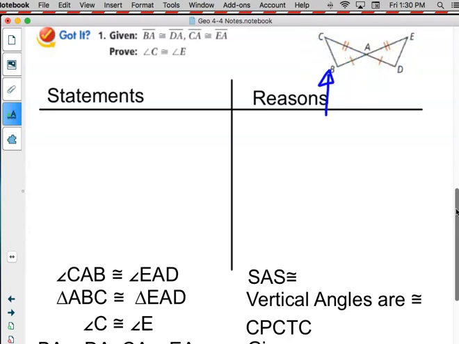Well, I'm looking at these two triangles. If I'm going to prove these two triangles congruent, I've got vertical angles here. So I got the two triangles congruent. And after I prove those two triangles congruent, I can say that corresponding parts, angle C and angle E, are congruent by corresponding parts of congruent triangles.